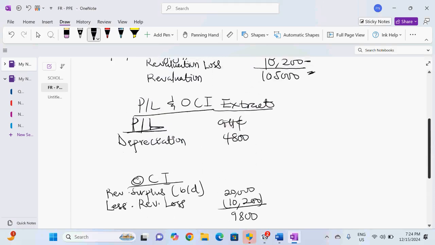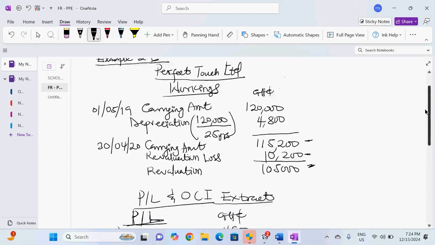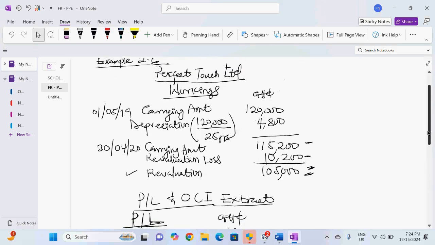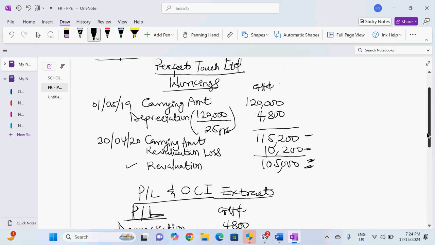What was the carrying amount that will go to the books? That will be the revaluation in the books. 105,000. So this revalued amount will be the amount that will go to the books.